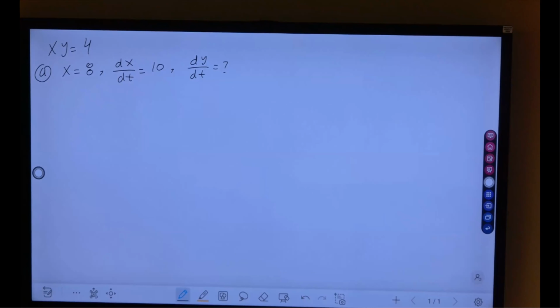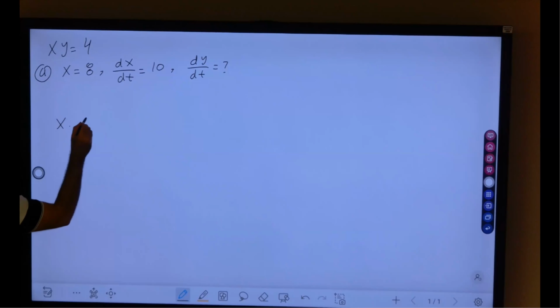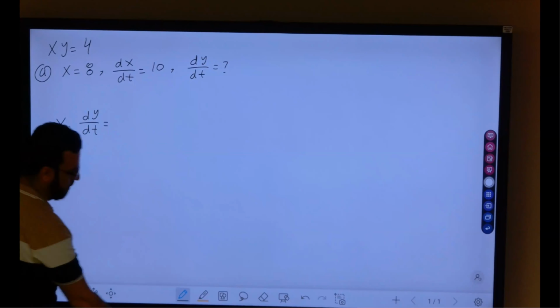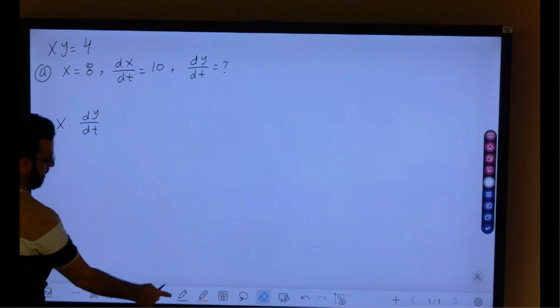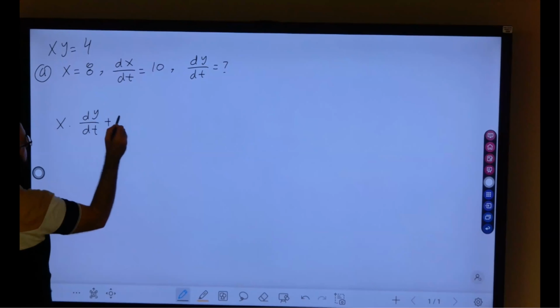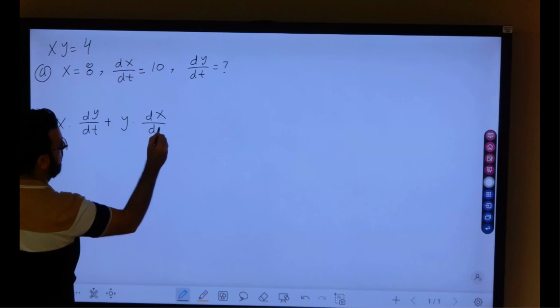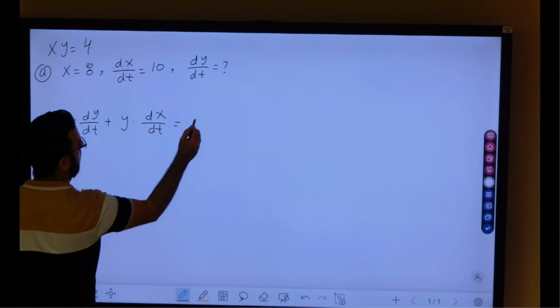Okay, so let's find the derivative here. Be careful with respect to t. This is a product rule. So it'll be the first one times the derivative of y, dy over dt, plus the second one times the derivative of the first one, which is dx over dt, equals the derivative of 4, which is 0.